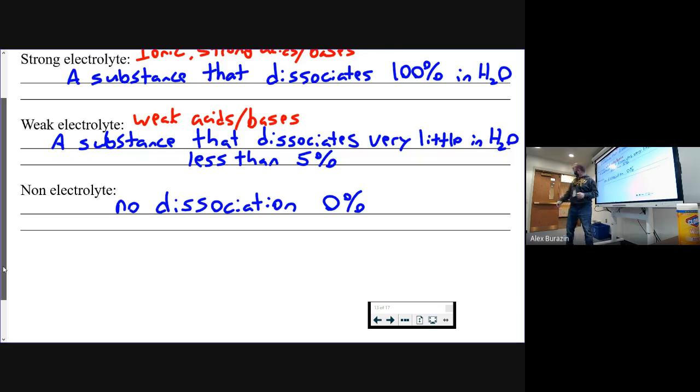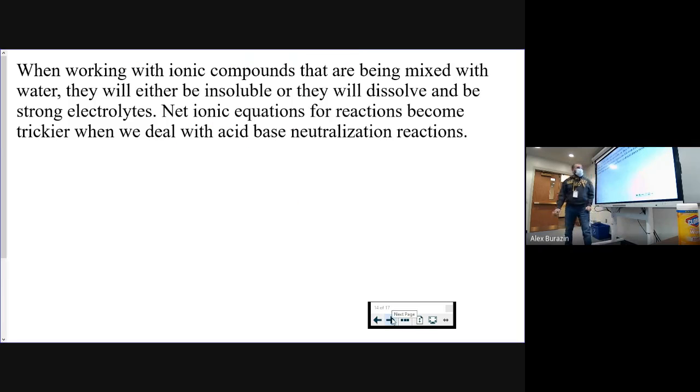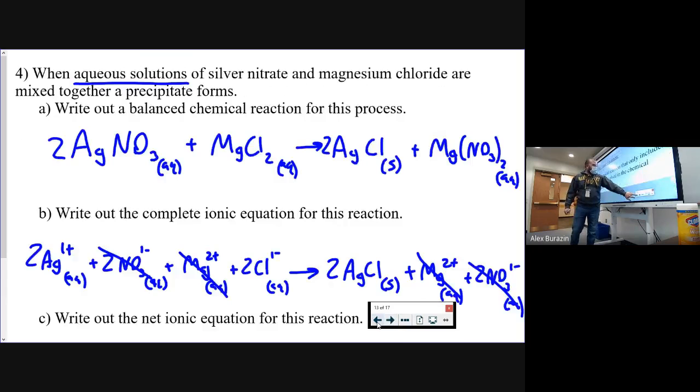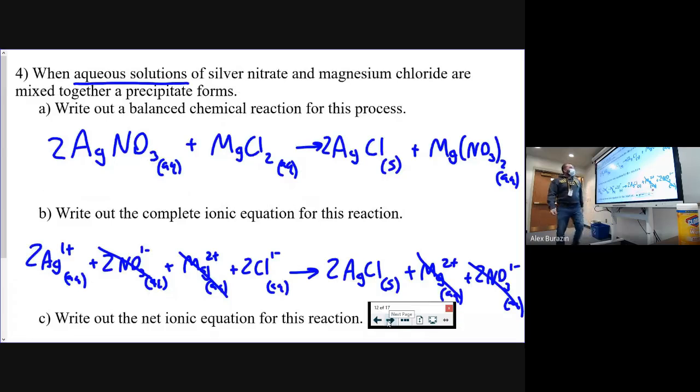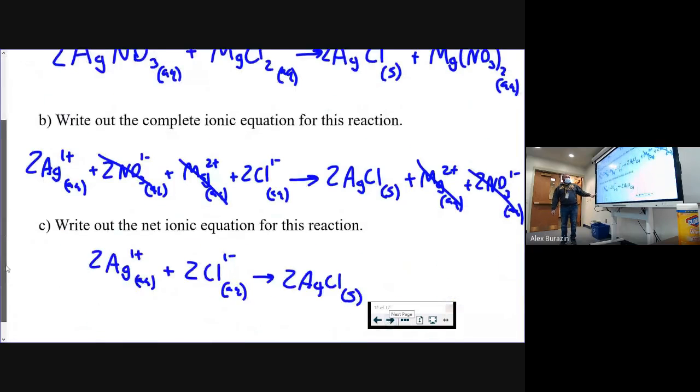All right, let's see if we can get one more in. Maybe two more. I got 10 minutes. What am I teaching? When working with ionic compounds that are being mixed, they will either be insoluble or they will dissolve and be strong electrolytes. This is important. Good thing I put this here. Let me go back. There we go. This was our example we had already done.